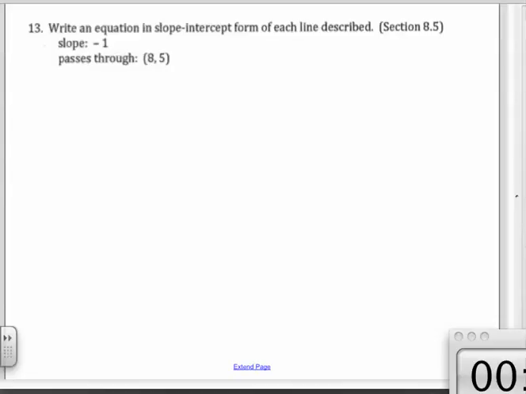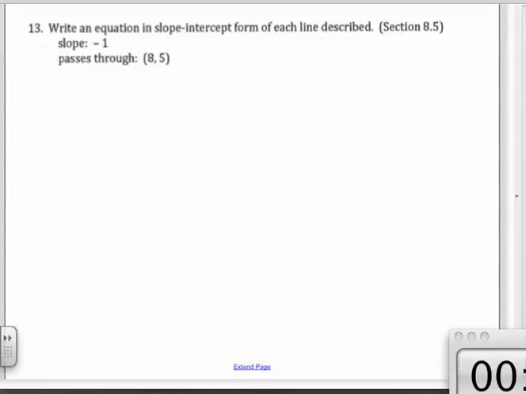All right, guys, number 13, it says write an equation in slope-intercept form of each line described. Well, we only have one line described here. It doesn't have to be each. But this thing has a slope of -1, and it passes through (8, 5).